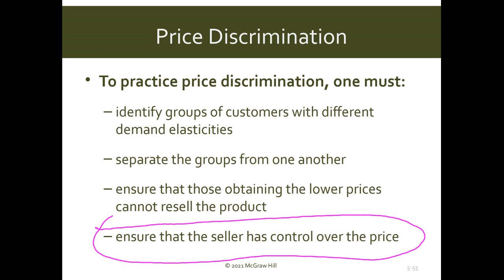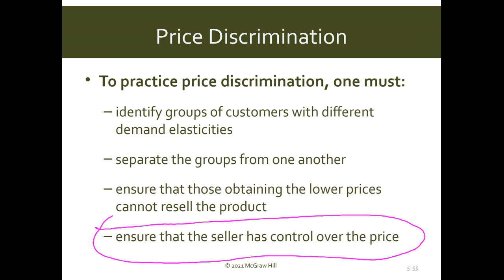Seller has control over the price. So the seller must have a monopoly power, some sort of monopoly power. If you don't have monopoly power, you can't really price discriminate. For example, if I'm selling product X and charging two different prices from two different types of individuals.